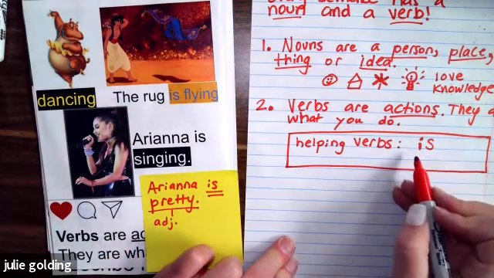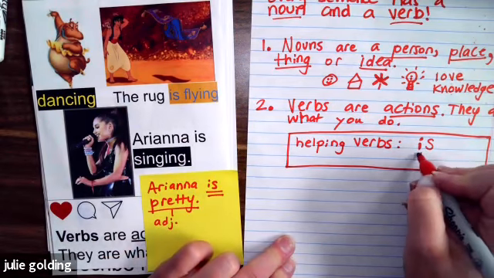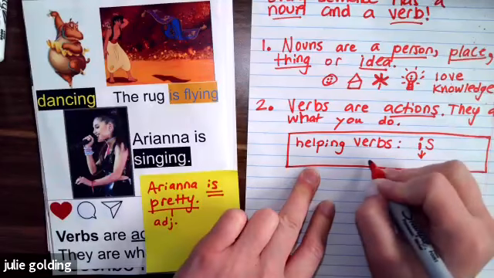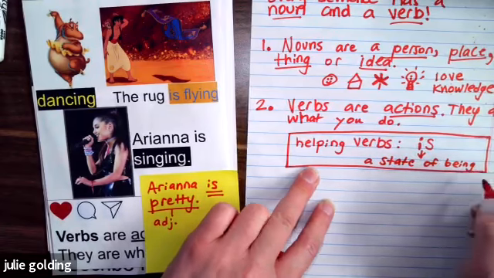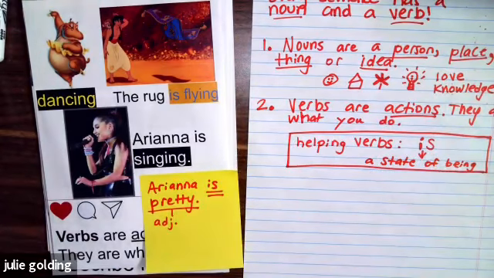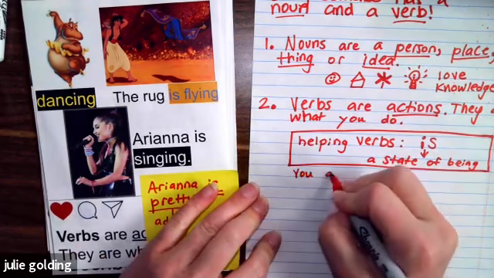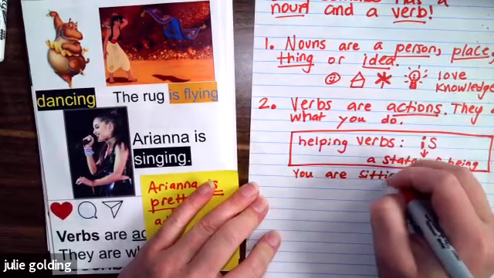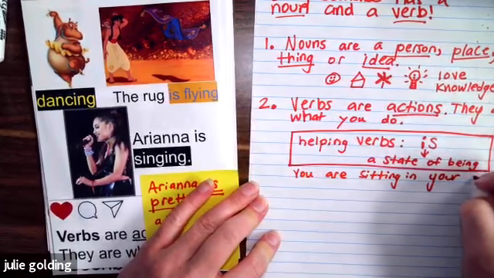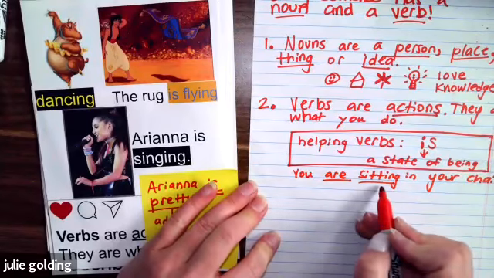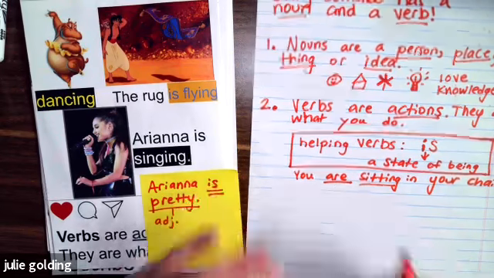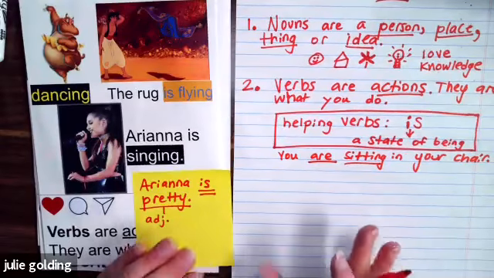So I want you to write in this box, helping verb is. Write a little arrow, and it means a state of being. It's just what you are. And just you sitting in your chair right now, you might say, you are sitting in your chair. Are is the helping verb right here. Sitting is the action. As you do more examples, it makes sense.